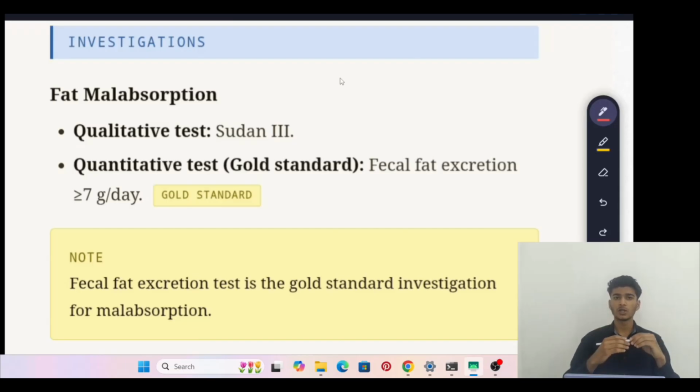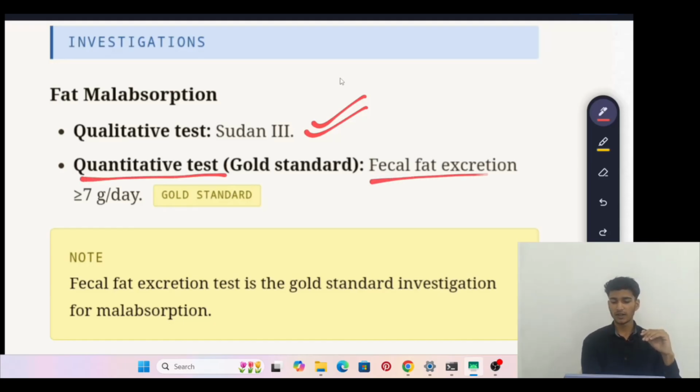There are two tests for identifying fat malabsorption. First is the qualitative test, and then there is the quantitative test. In the qualitative test, we have Sudan 3. It is a stain. This stain will tell you whether the fat inside the stool is positive or negative. And then there is the quantitative test, the 72 hours fecal fat test.